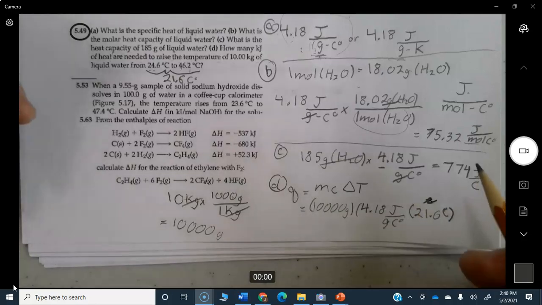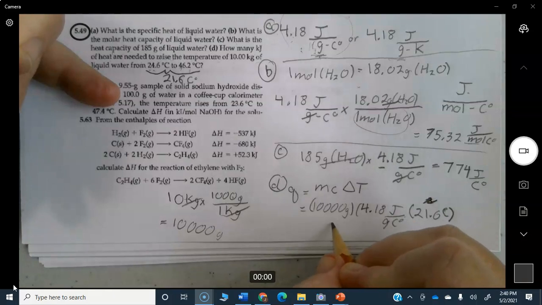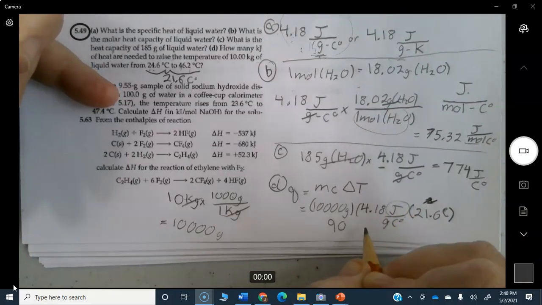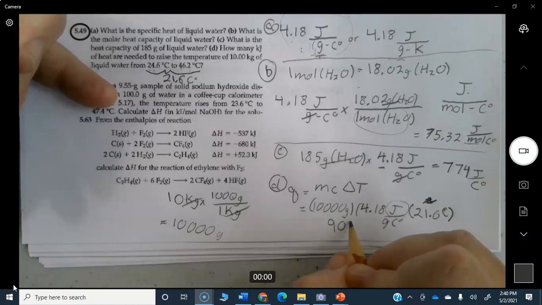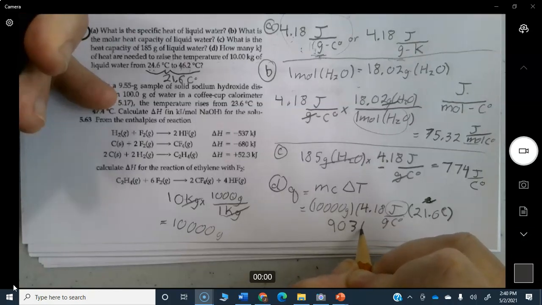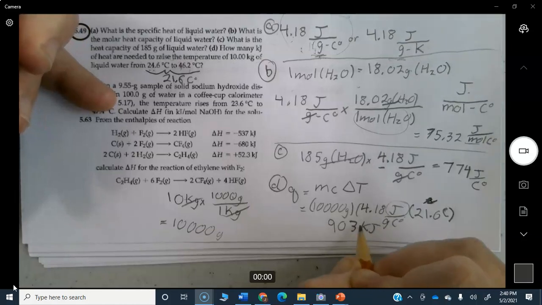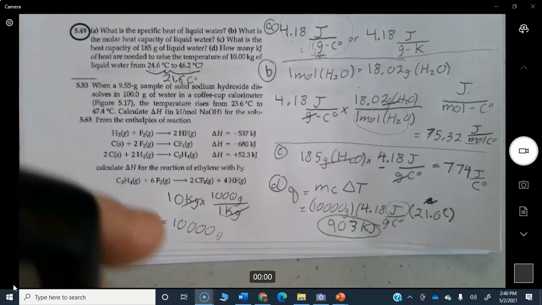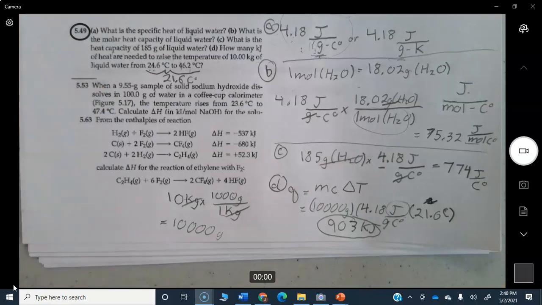And you get 902,880 joules, but we're going to change that, divide by 1,000, and I'm just going to call it 903 kilojoules. Again, to get from joules to kilojoules, it's a factor of 1,000 between the two. Okay, that's that. That wraps up these first two parts.